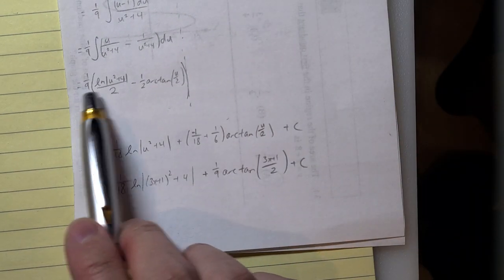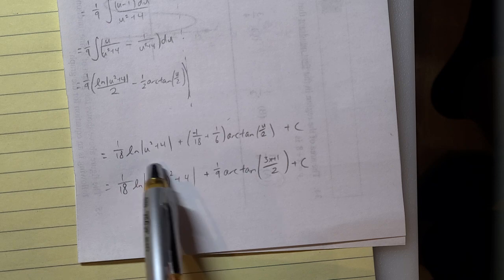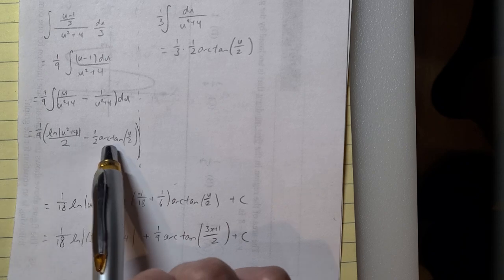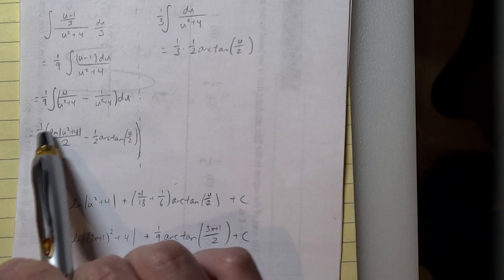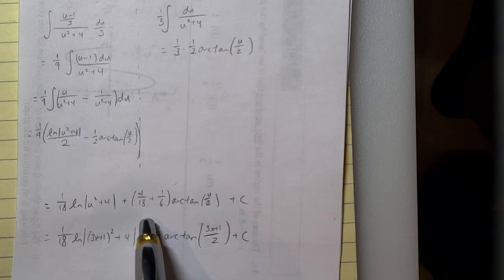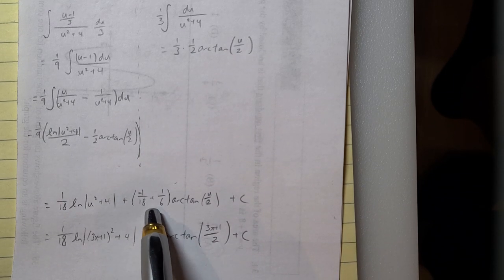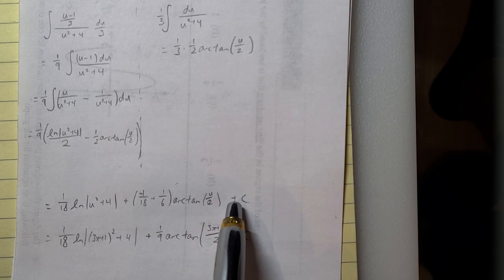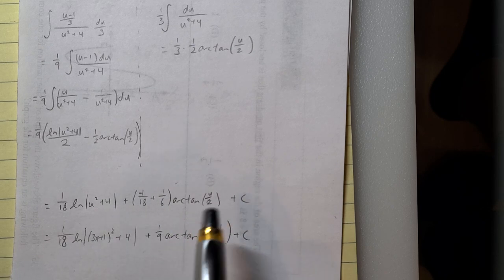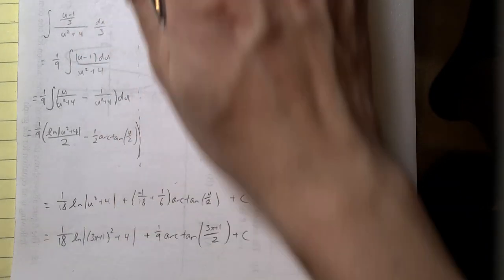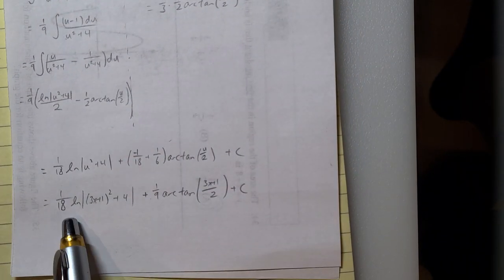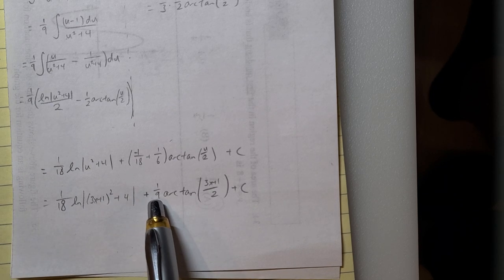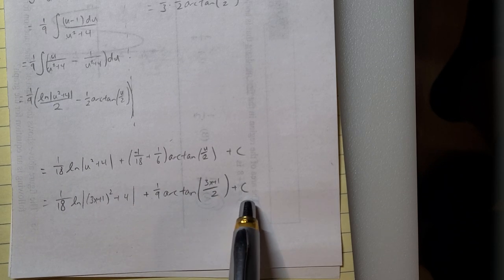So this, we can distribute this 1/9, so it'll be 1/18 log of u squared plus 4. Now notice that this is arctan u over 2. This is also arctan u over 2, so we can combine them. This is a minus 1 over 18. This is a sixth. Okay, so add those two scalars and then multiply by arctan u over 2. Okay, now we back substitute, and then we can simplify this fraction to 1/9. Back substitute, u is what? 3x plus 1. So 1 over 18 ln of 3x plus 1 quantity squared plus 4, all in ln, plus 1/9 arctan of 3x plus 1 over 2 plus c.